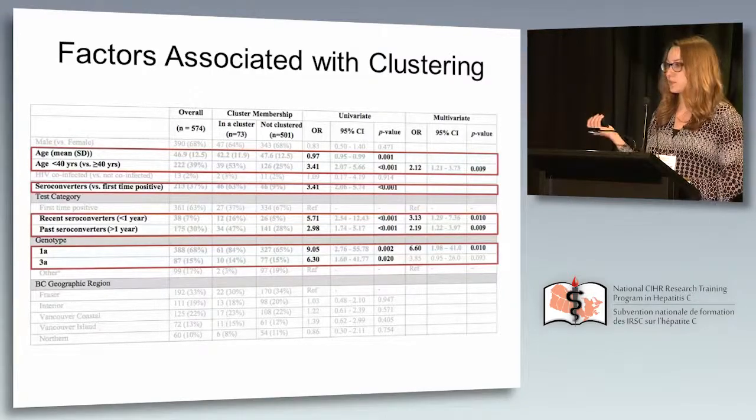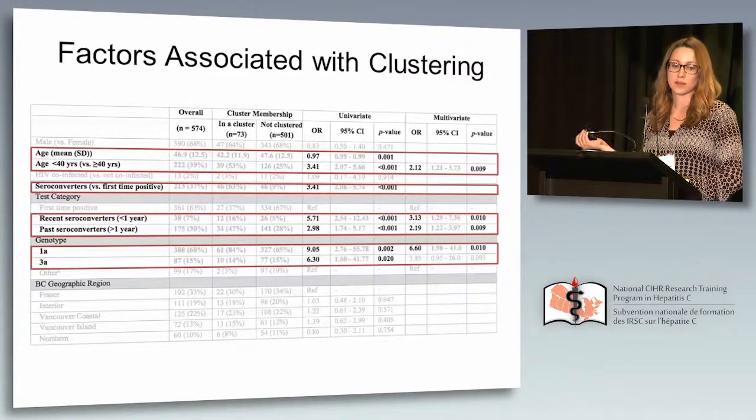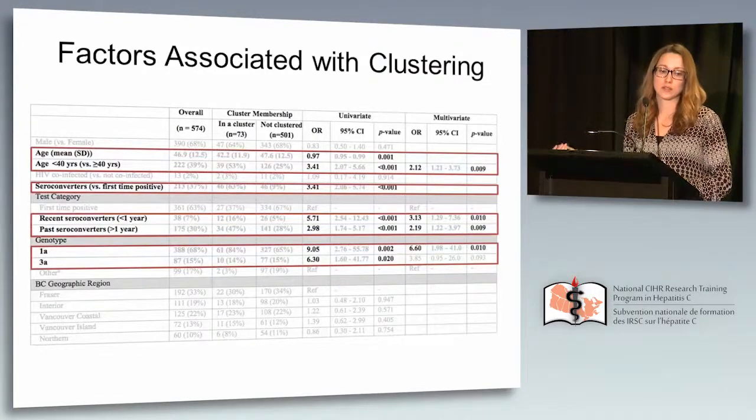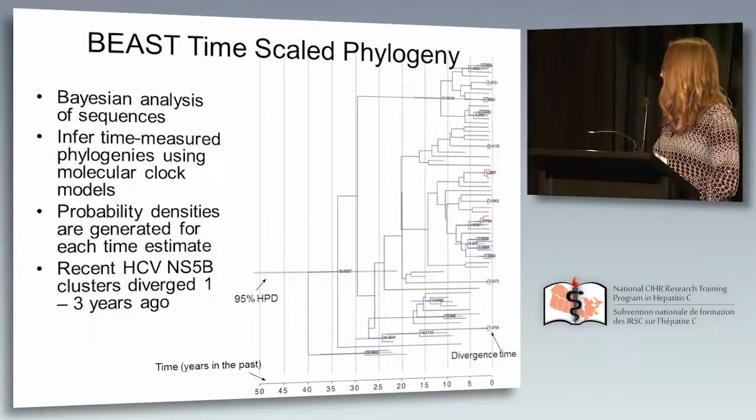We also had only limited information, but for the few factors that we knew, we looked at whether any of them were associated with those in clusters compared to those not in clusters. And so those in clusters were more likely to be younger in age, which is not surprising for more recent infections. They're also more likely to be seroconverters, and more specifically, more likely to be recent seroconverters, so more likely to have a known infection that was for sure less than a year. And so this just supports our prediction that these clusters are recent transmission events.